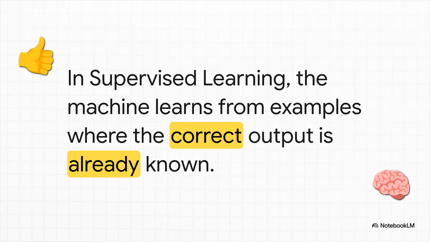Imagine a bank building a system to approve credit. They'd feed it thousands of old customer applications where they already know who got approved and who was denied. The machine's job is to learn the connection between all that customer info and the final decision.